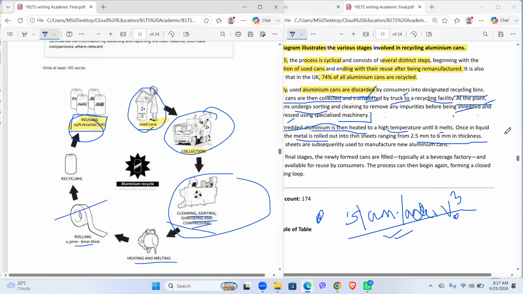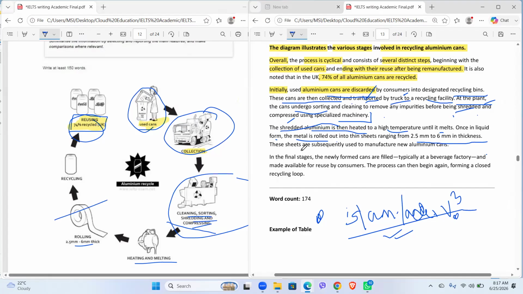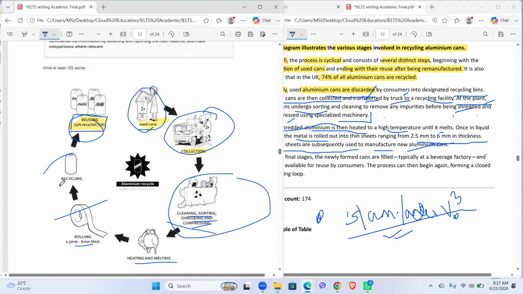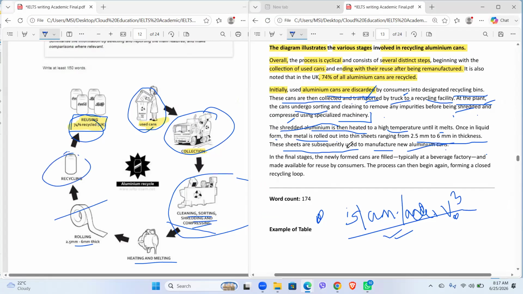These sheets are subsequently used to manufacture new aluminum cans.